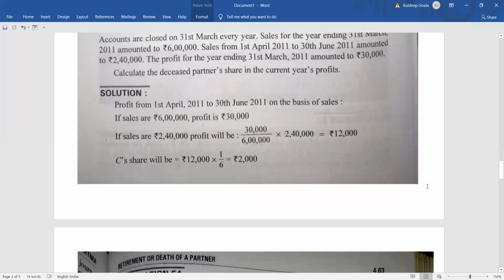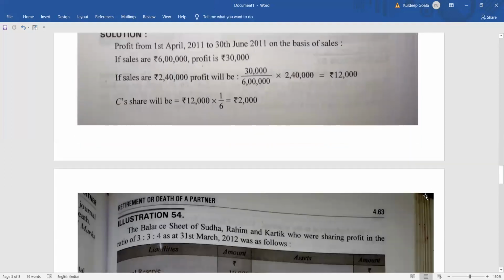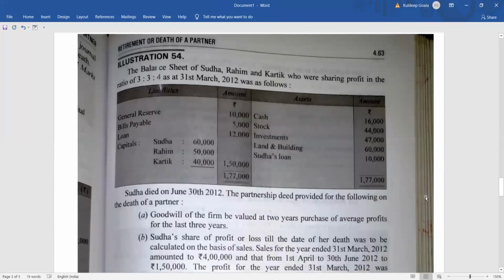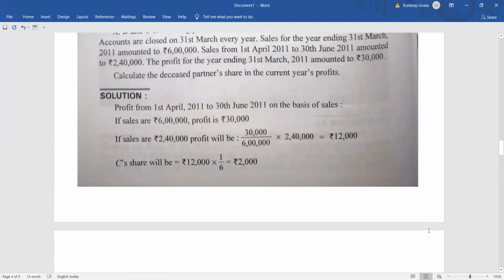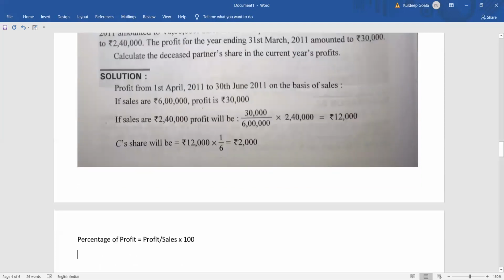Clear? So let's find out the profit percentage first. You can just find out the percentage directly like this. I will show you here. You can do it according to the question, or according to the calculation I'm showing. You can see how to find the percentage of profit. The percentage of profit will be profit divided by sales into 100.